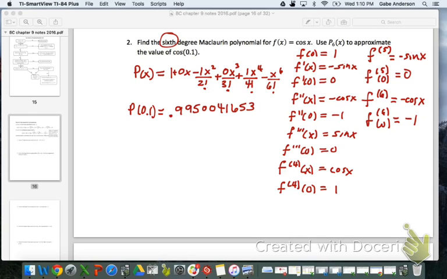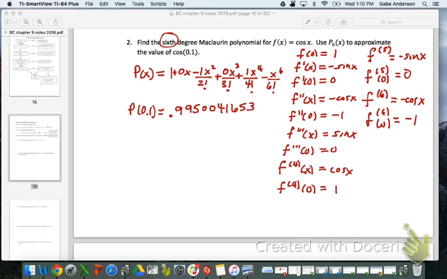Let's talk about why that is. For one, we are very close to our centering point, right? Our centering point was 0, and we just calculated 0.1 as an input for both the polynomial and the cosine. So at only 0.1 away from our centering point, we should be quite close. And you can tell when you compare, we are very, very close.